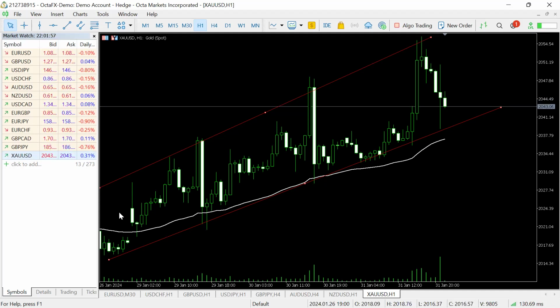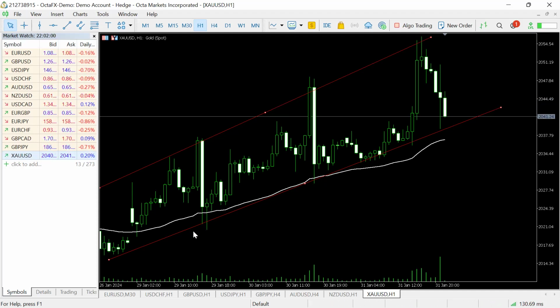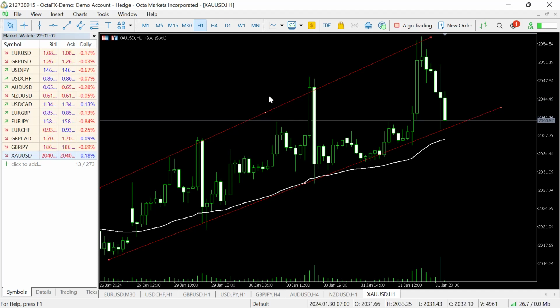Okay, so if we use this line that we have drawn now, you will see that this line we just drew is our support line.